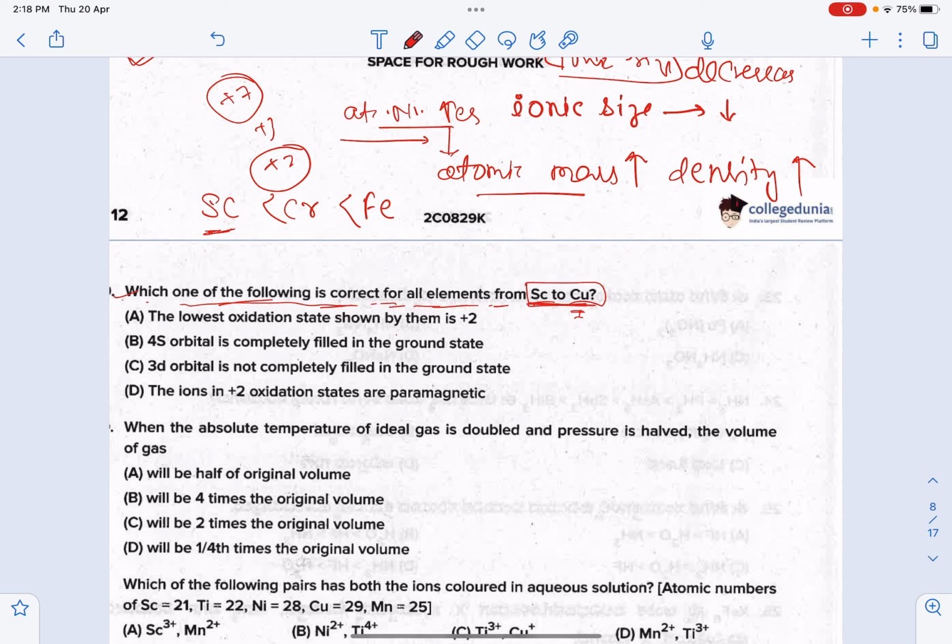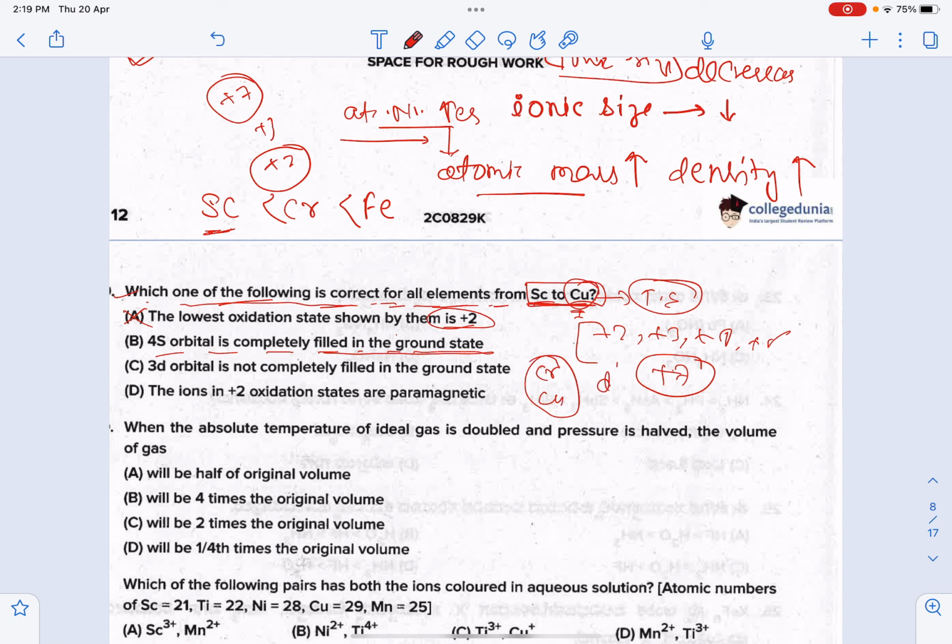As you know, these elements are transition elements, and these transition elements show variable valency. They show +2, +3, +4, +5, and manganese even shows +7. That means they do not show a particular oxidation state, so this statement is wrong. Now the second statement is that the 4s orbital is completely filled in the ground state. No, it's not correct, because chromium and copper are the exceptions. They have d5 and d10 configurations, so there will be 4s1 orbitals. They are not completely filled, so this statement is also wrong.